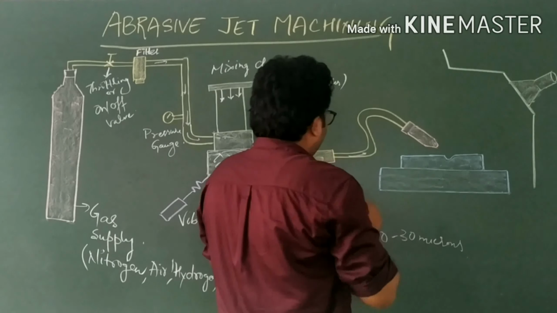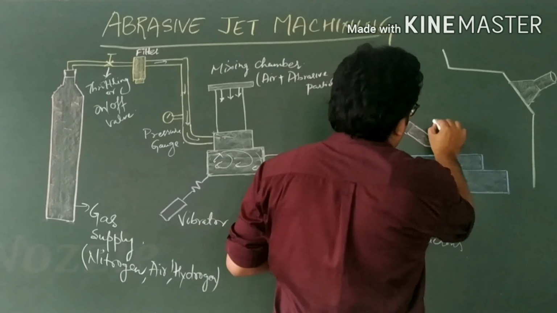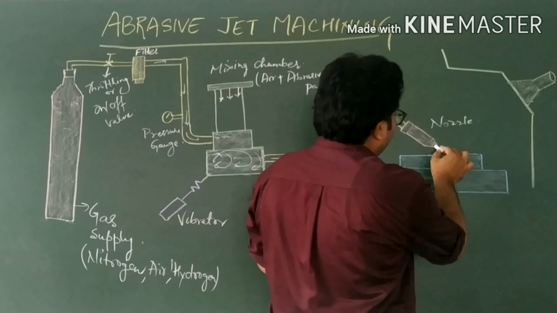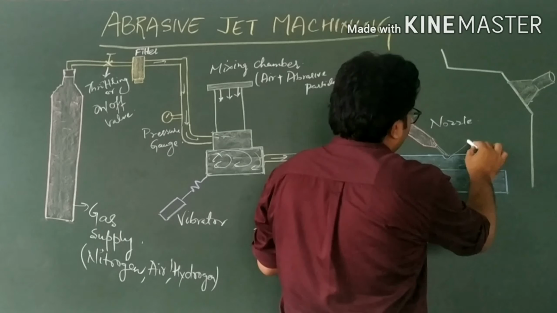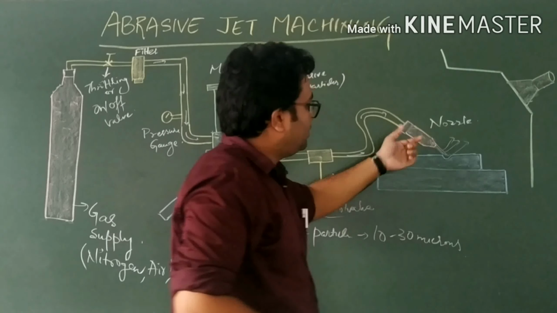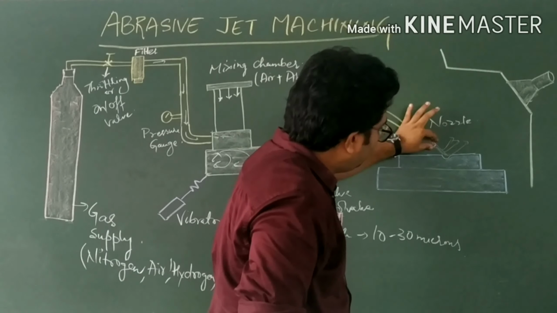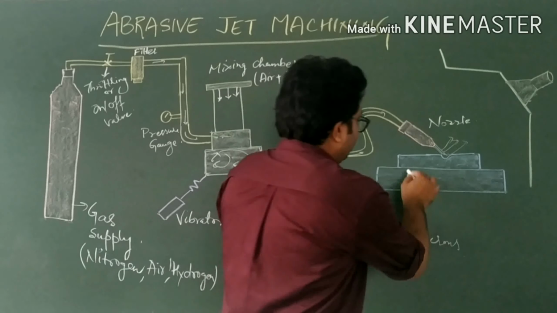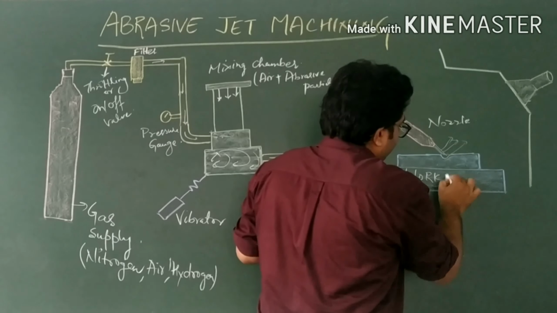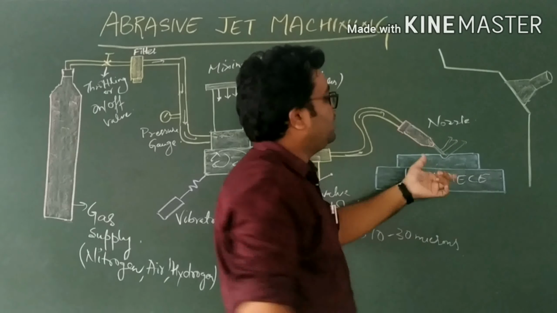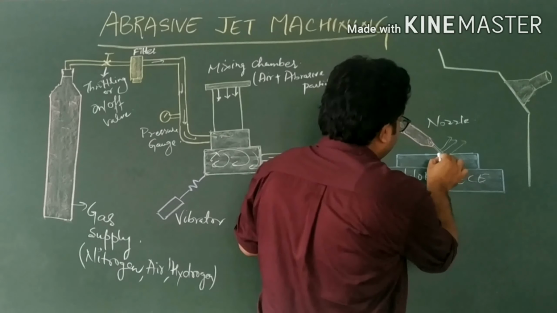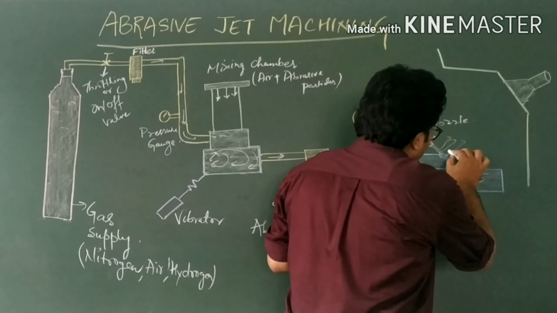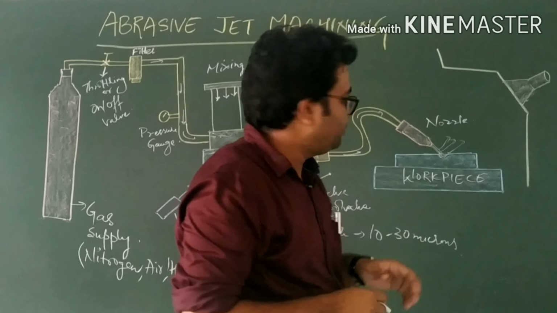Then after controlling, the mixture goes to this part called the nozzle. The nozzle has a small opening which increases the velocity of the air and the abrasive particles which are mixed, and it strikes over the workpiece. This is the workpiece. It strikes over the workpiece, and with the help of cavitation, it takes away metal from the surface of the workpiece.